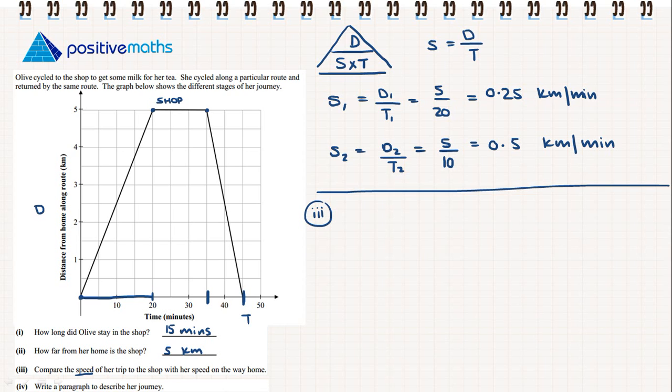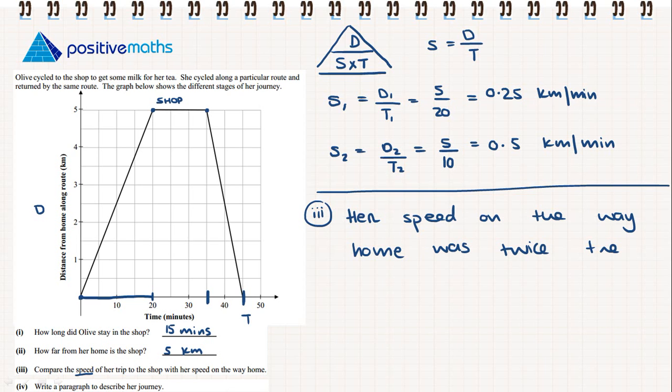So if we're comparing the speed of her trip to the shop with her speed on the way home, we can say her speed on the way home was twice the speed of her journey to the shop.